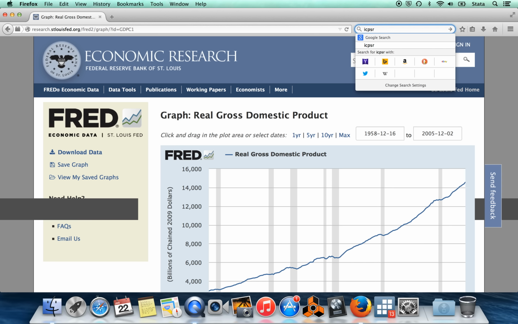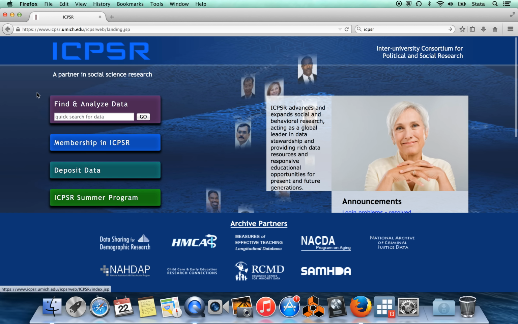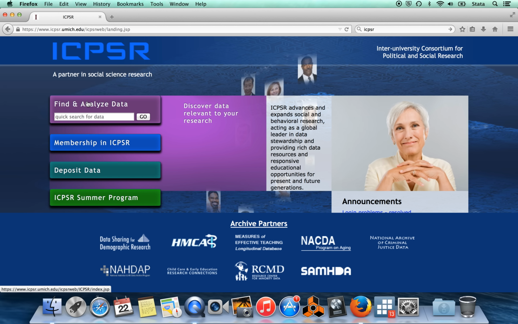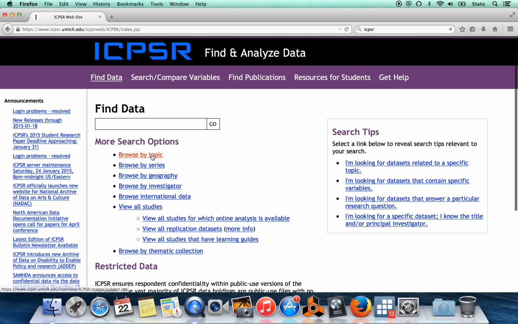The last big warehouse that I want to show you is ICPSR. This is a consortium of universities. They've collected all kinds of really random data about anything you can think of. It's housed at the University of Michigan. And to give you a sense of what kind of stuff is in here, I'm just going to click where it says Find and Analyze Data. And then we're going to browse by topic.